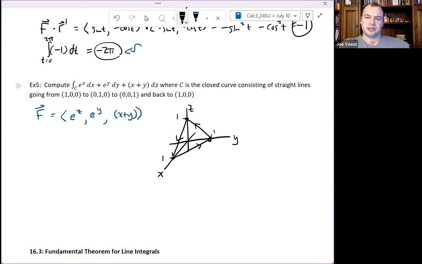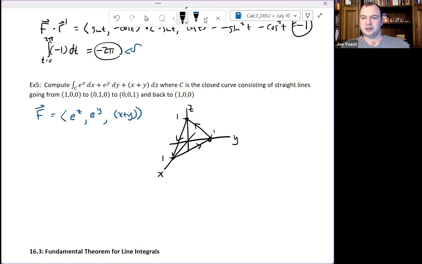All right, so I want to integrate over this curve, but it's pretty clear that it's not going to be feasible to find a parameterization of this whole curve. I want to find some x of t, y of t, z of t that traverses this whole curve as t goes from 0 to 1 or something like that.